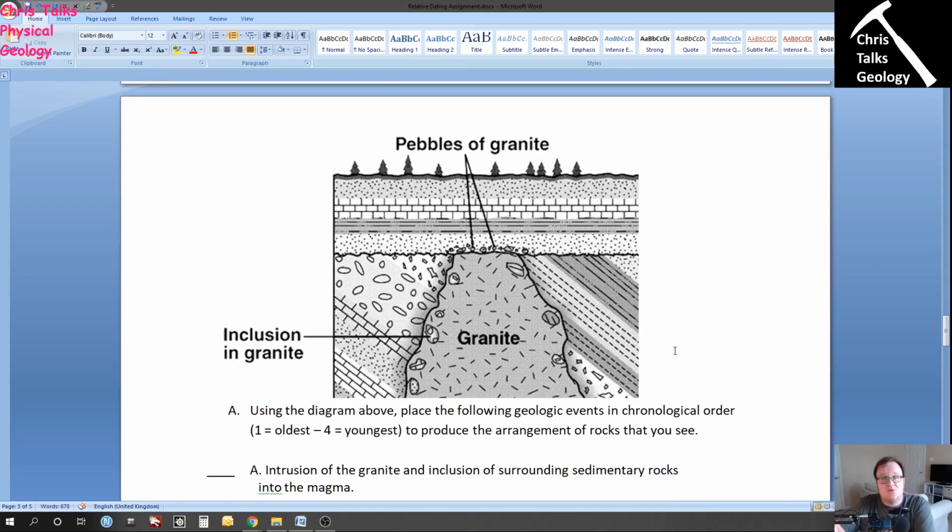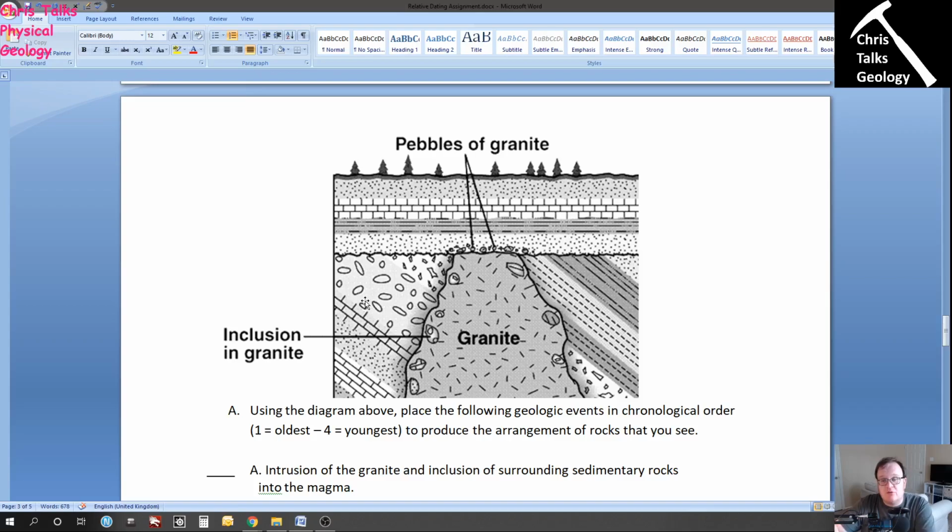Okay, so what have we got? Well, you can see here's our granite, labelled granite, nice and easy. And we can see that this granite is essentially cross-cutting all of these sequences of sedimentary rock, isn't it? It's pushing its way through, and essentially it's cross-cutting them.